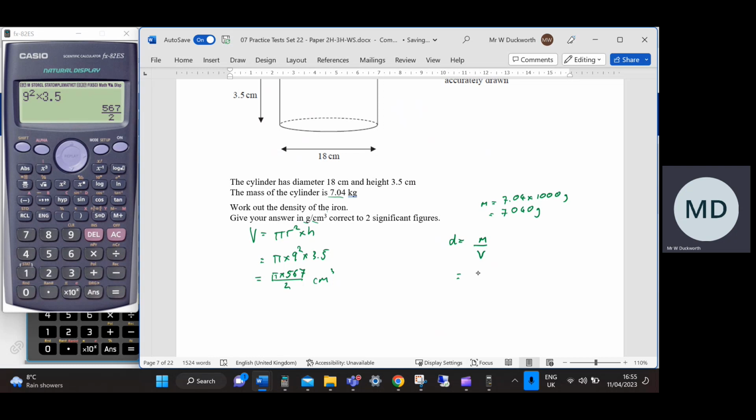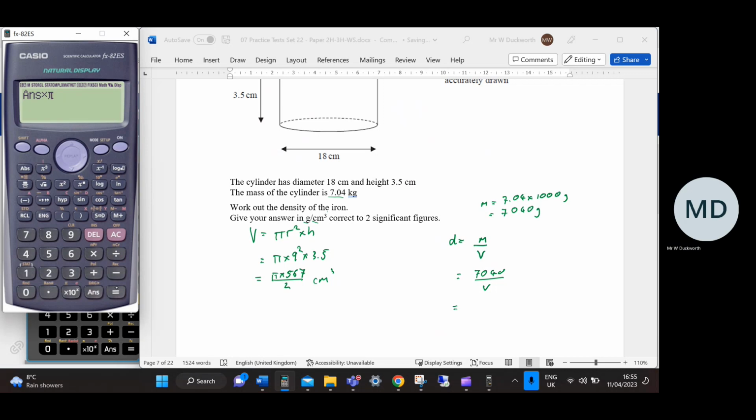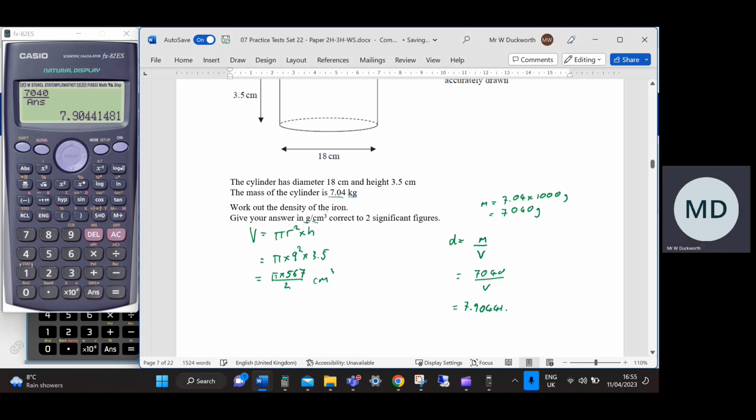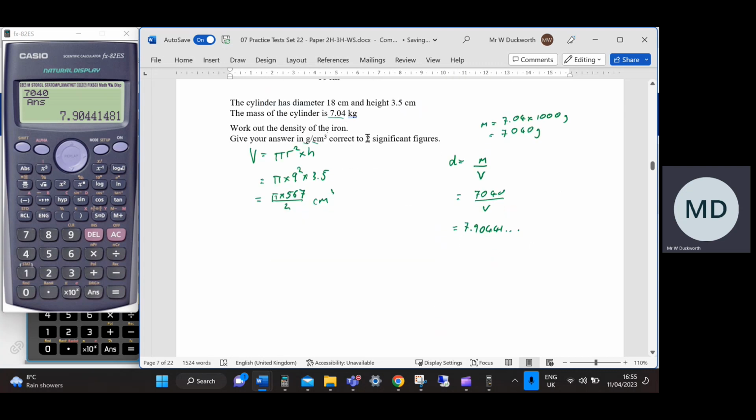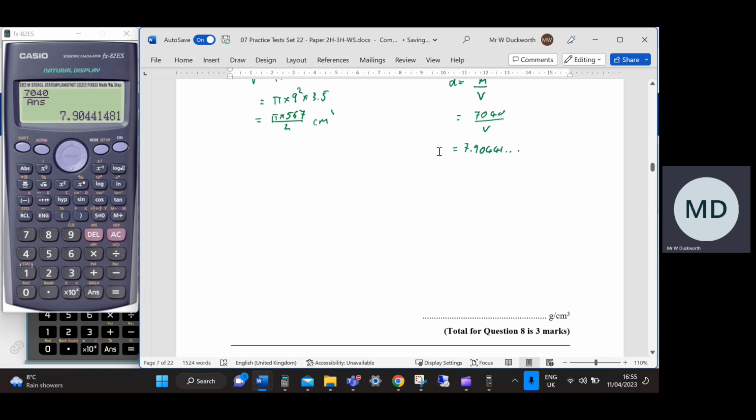So I'm going to say that my mass divided by volume is going to be 7040 divided by, and I'm just going to put V because that's the last figure I had in my calculator. So that's the actual volume. So I'm then going to type it as a fraction, 7040 divided by the answer I just had on my calculator. So I'm looking at 7.90441... just to show that there are more digits and that I haven't rounded. Giving your answer correct to two significant figures, my answer to two significant figures would be 7.9.